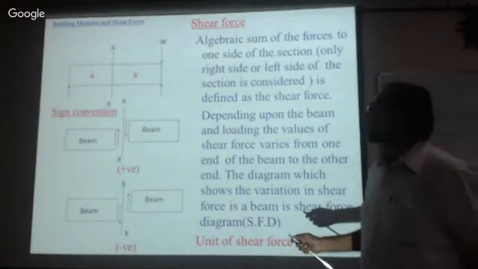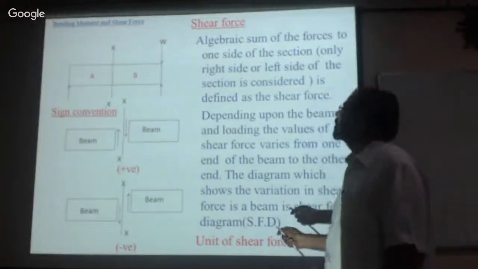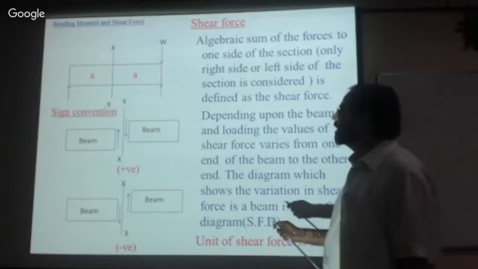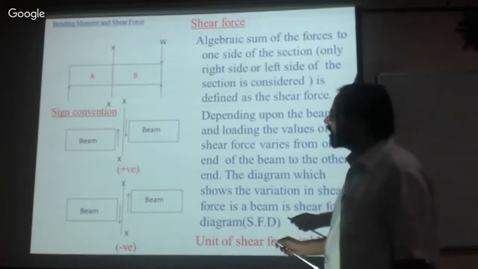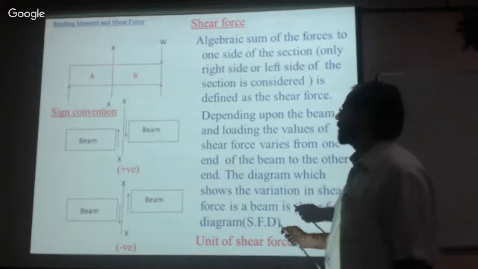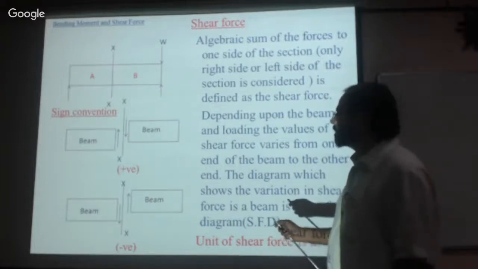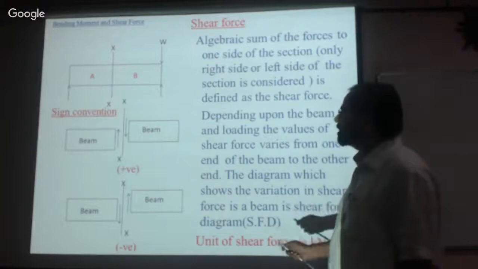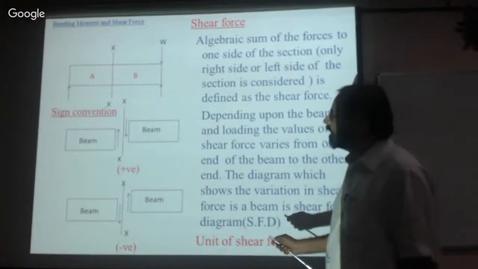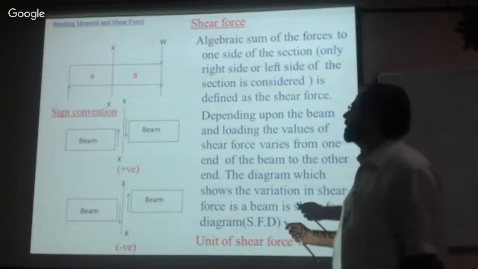Now the condition, bending moment and shear force: the algebraic sum of all the vertical forces in a loaded beam at any section, either to the left side or to the right side. That is the definition of the shear force: at any section, the algebraic sum of the vertical forces, either to the left hand side or to the right hand side, isn't it?